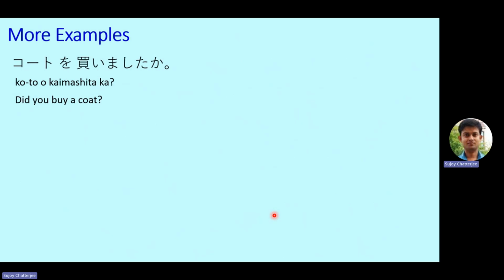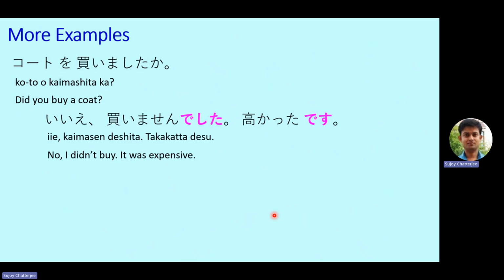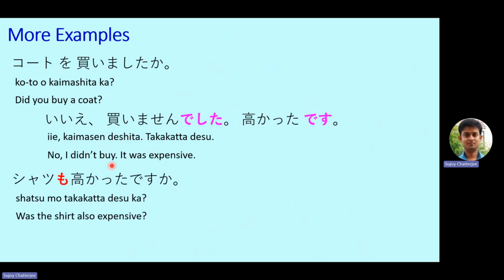Koto o kaimashita ka? Did you buy the coat? Ie, kaimasen deshita. Takakatta desu. No, I didn't buy. It was expensive. So now let's see this kaimasen deshita. This is the past form of the verb kaimasu in the negative sense. And takakatta desu is the past form of the adjective takai. So here it is desu, here it is deshita. So this is another good example.